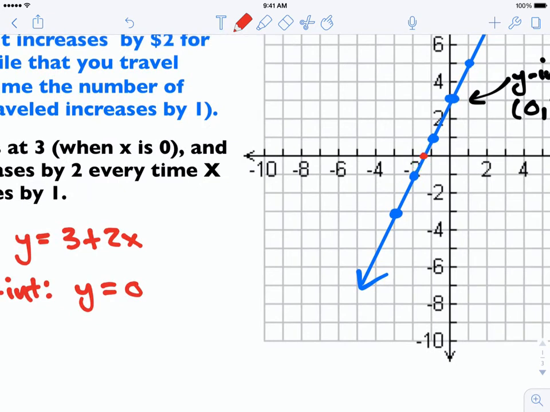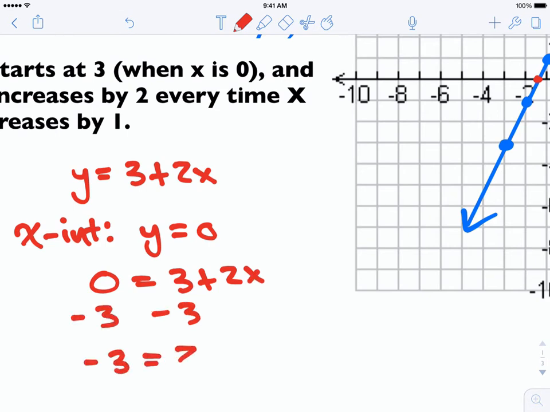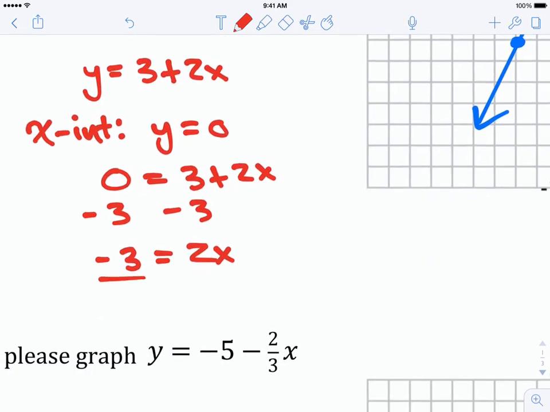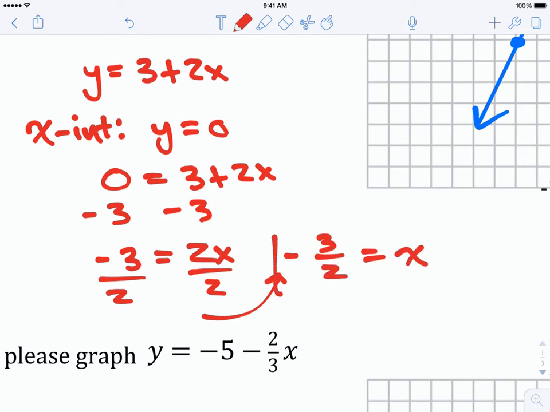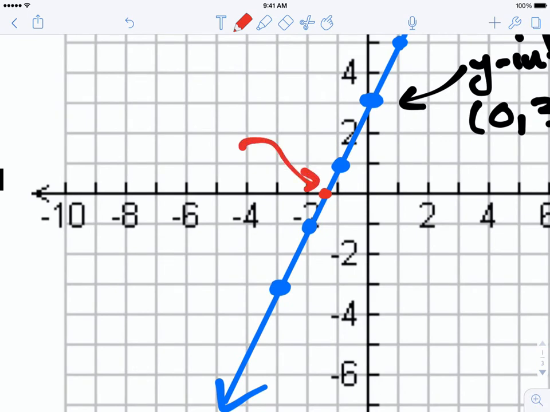So if we just substitute in 0 for y, then we can solve for x. We substitute 0 for y in y equals 3 plus 2x. And now it's just a quick equation to solve. I think we're going to subtract 3 from both sides. -3 equals 2 times x. Divide both sides of the equation by 2, and we end up with -3/2, also known as -1.5. That is the value of our x-coordinate right here. So I would say our x-intercept is either -3/2, or you can say the point (-3/2, 0).